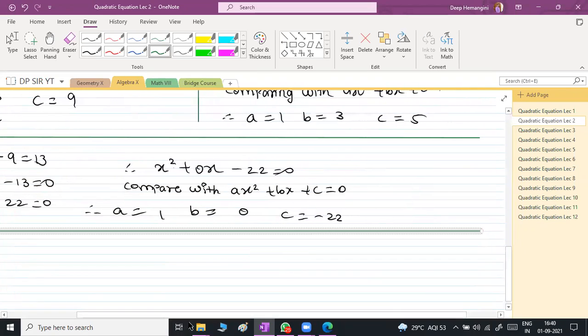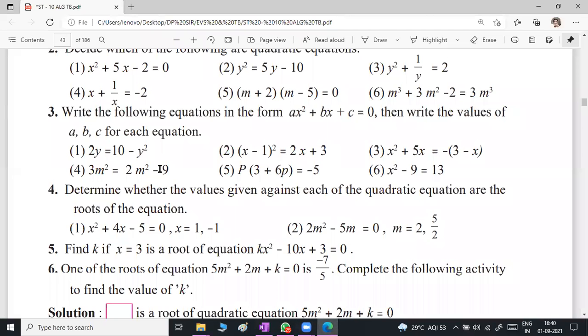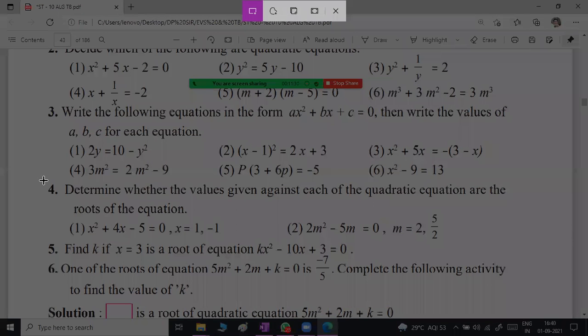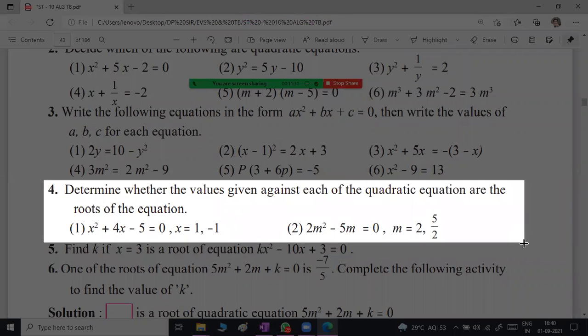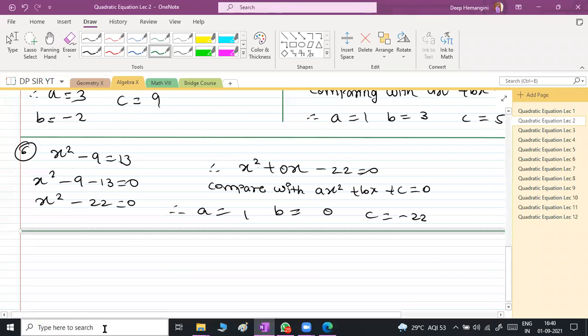Okay, so let's begin with the next part, that is question number 4. Again, the simple question, need not worry. Question 4 and 5 both are easy. This topic is easy. Okay, it's same as linear equation. Near about same, the way of approach.